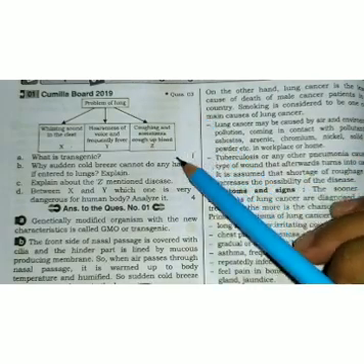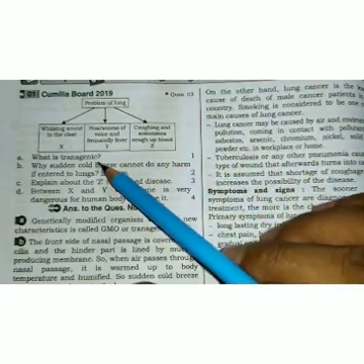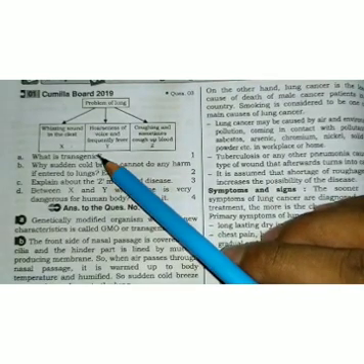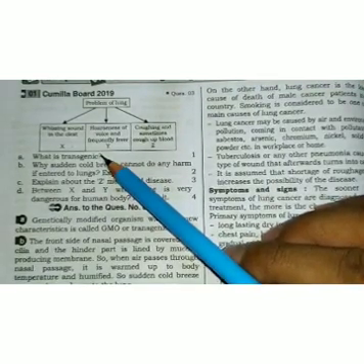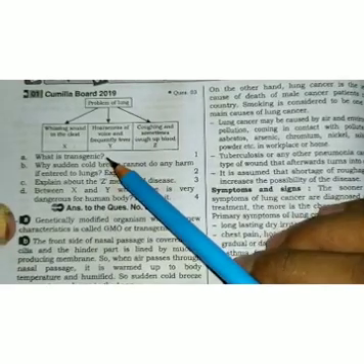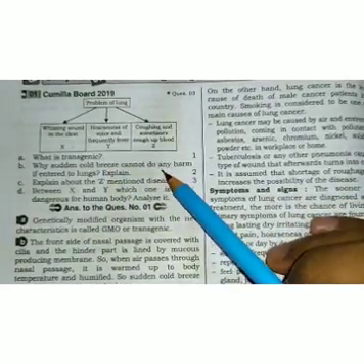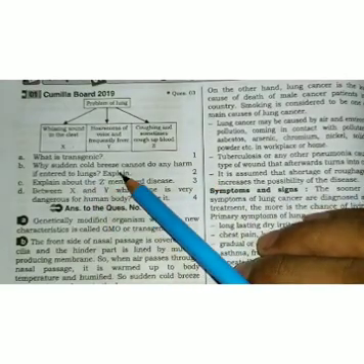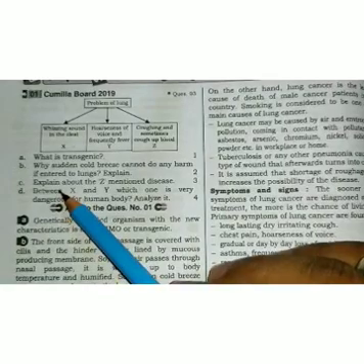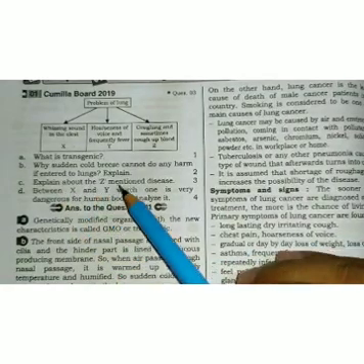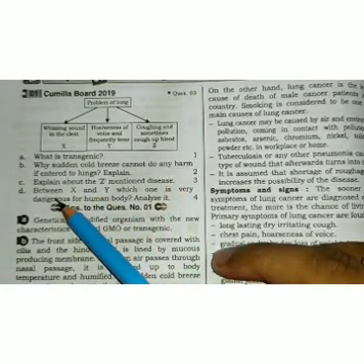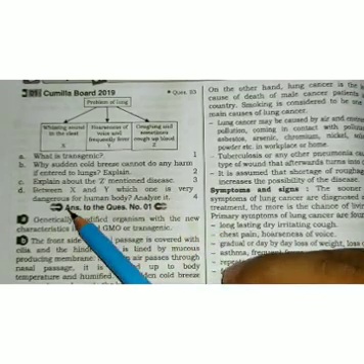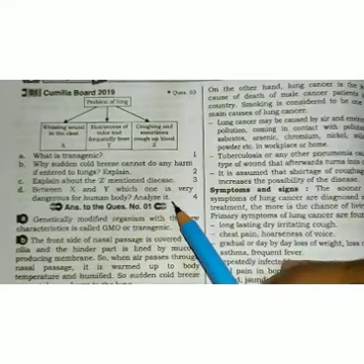This is our stem. First question: what is transgenic? This is from chapter 11 or chapter 14. Second question: why can a sudden cold breeze not do any harm if it enters the lung? Explain. Third question: explain the disease mentioned in Z. Fourth question: between X and Y, which one is very dangerous for the human body? Analyze it.